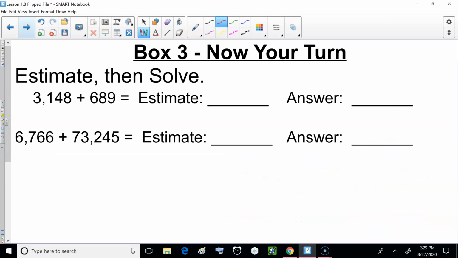Now it's your turn. So you have 2 examples. We're going to estimate, then solve. 3,148 plus 689. We're going to estimate. Give me an estimate when you add those, estimate those together. And then an actual answer. What does it actually equal? The same thing for 6,766 plus 73,245. So you can pause the video right now, work on those 2 problems, put your work on a piece of paper, and let's see what you get.